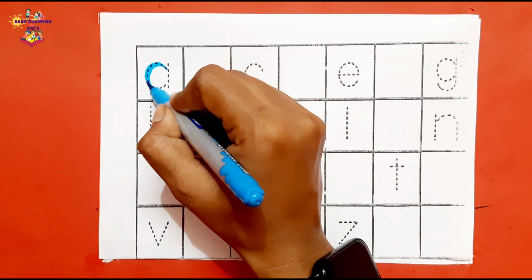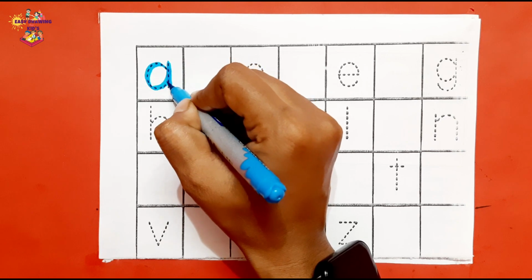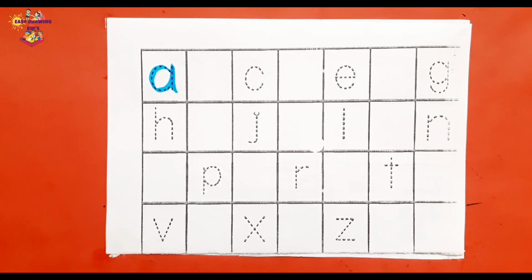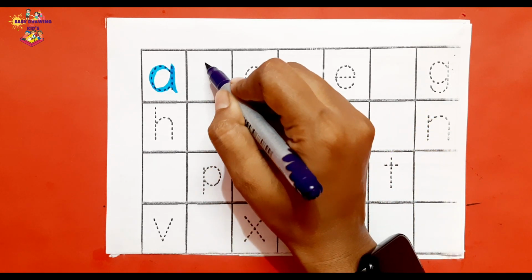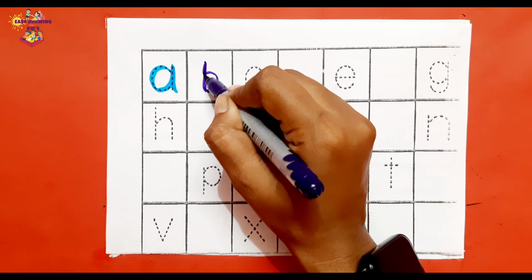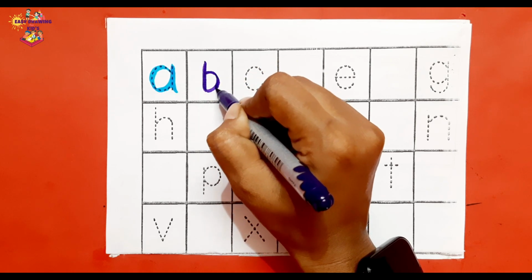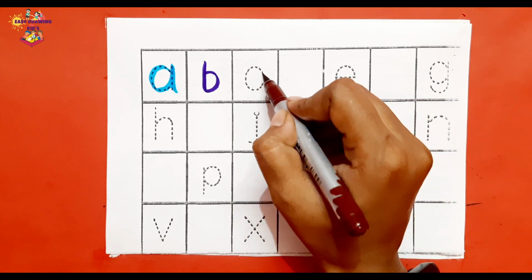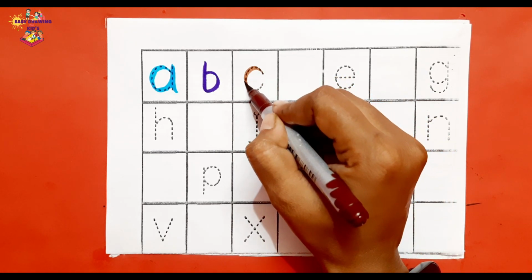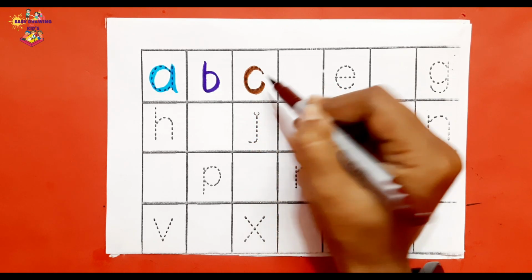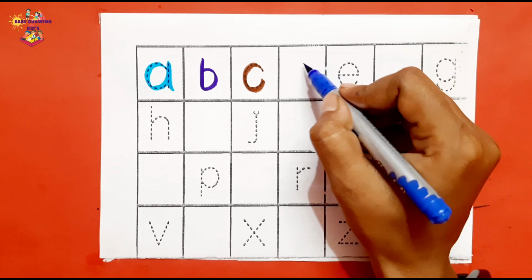A is for auntie. Purple color. B is for brother. Brown color. C is for cockroach. Blue color.